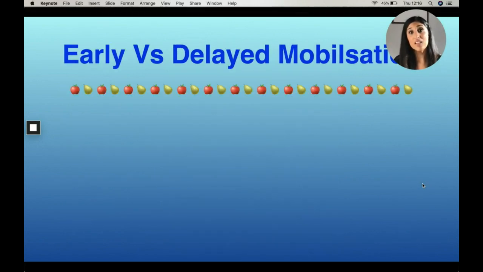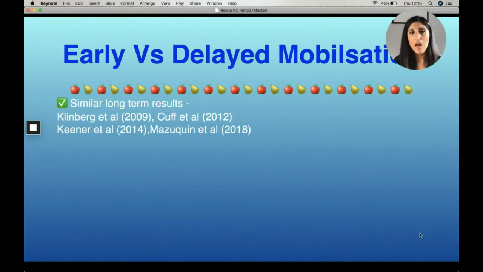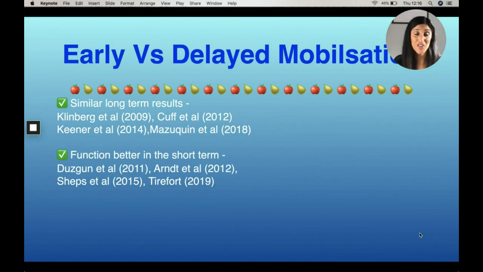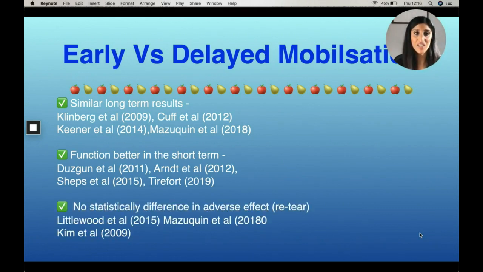So, early versus delayed mobilization. At the moment in the literature, it's a little bit like comparing apples and pears. But hopefully what we can conclude from the body of evidence is that there's similar long-term results. Function is better in the short term with early mobilization. And there's no statistical difference in adverse effects such as re-tear rate.